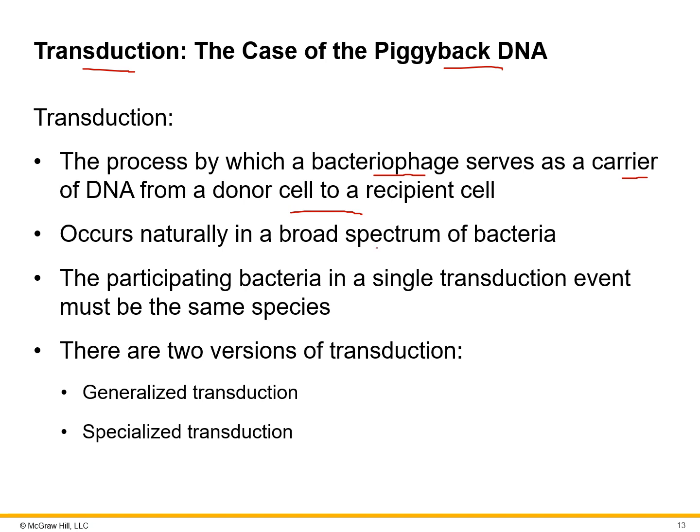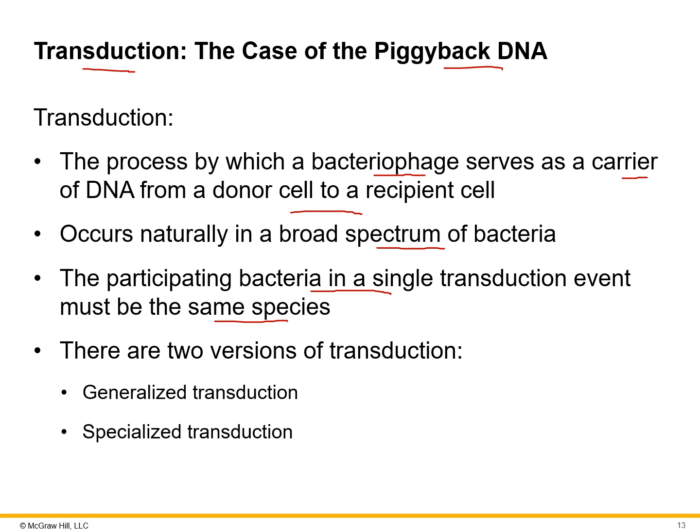And so this can occur in a lot of different bacteria, again, because it depends on which bacteriophage is infecting it. The participating bacteria in the transduction event do have to be the same species, because again, bacteriophages bind to specific receptors. So this couldn't take DNA from an E. coli and put it into Staph aureus. Those are two different bacteria, and that virus wouldn't be able to attach to both of them. So it has to be the same species, because bacteriophages attach based on their receptors, and that's different for each organism.